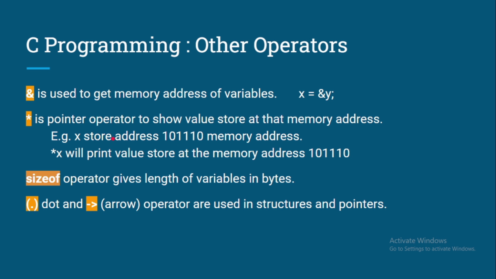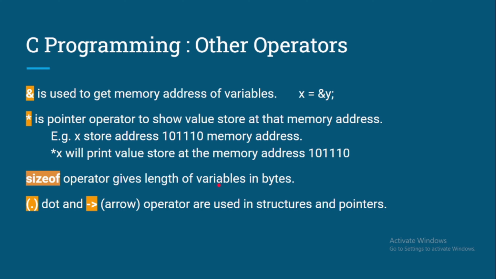If we have a pointer variable like star x, right? So x will store the address of this memory, and if we try to print star x, then star x represents the value which is stored at this memory address, right? So star basically represents the pointer operator. Then we have sizeof. The sizeof operator will basically give the length of a variable in bytes, right?